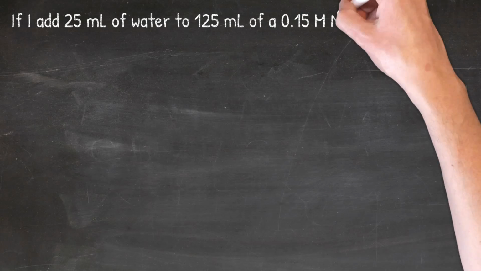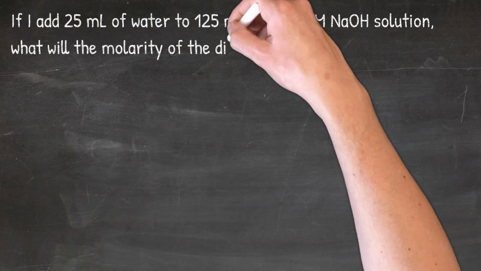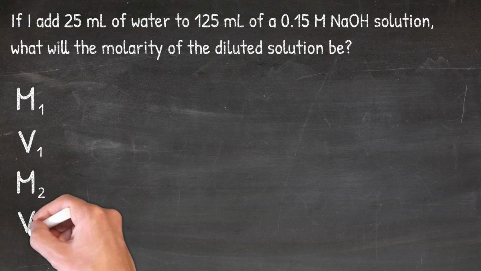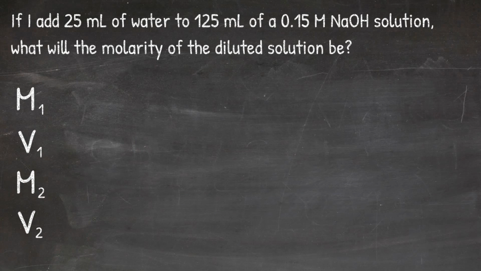Our final problem says, if I add 25 milliliters of water to 125 milliliters of a 0.15 molar NaOH solution, what will the molarity of the diluted solution be? Now, this problem is a little trickier because it says we're going to add 25 milliliters of water to a solution that we already have. This is going to affect V2. So when I read the problem, I know I'm going to start with 125 milliliters, and I'm going to add 25 milliliters of water to that.